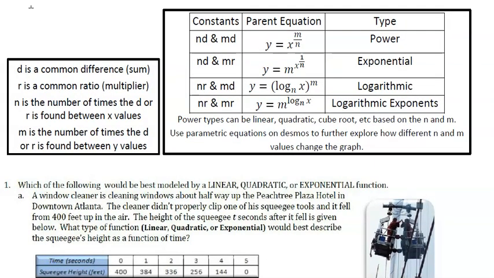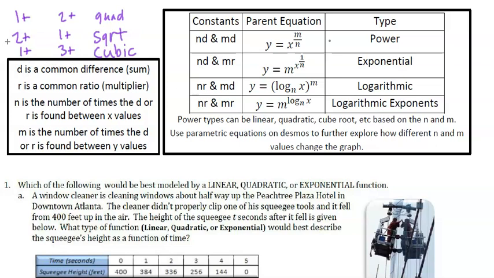So for power functions, if we have a first common difference and a second common difference, that would be quadratic. If we had a second common difference and a first common difference, that would be square root. If we have first common difference and third common difference, that would be cubic. And so on. Like third common difference, first common difference would be cube root, and so on.